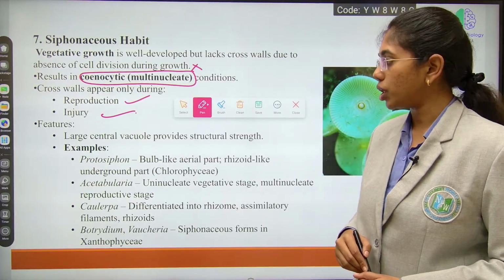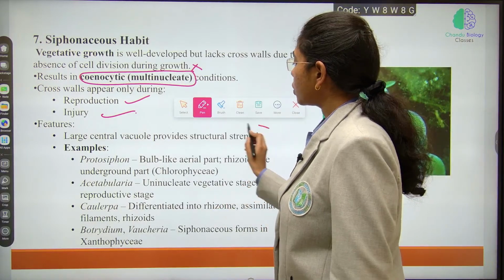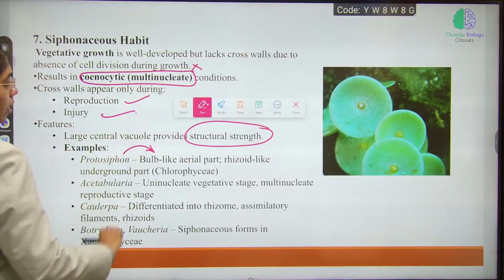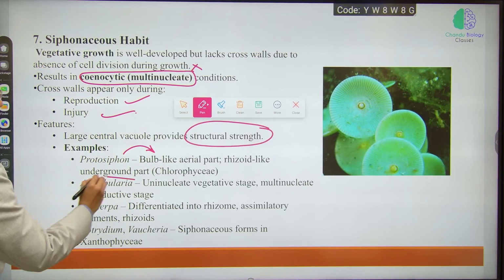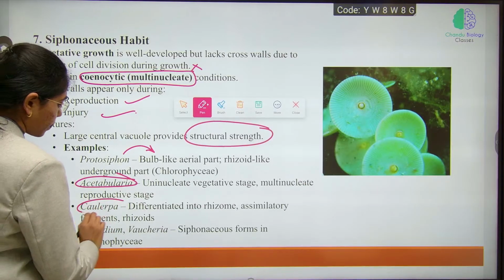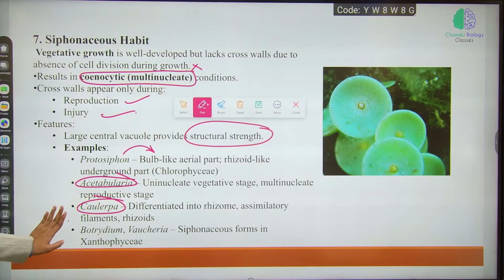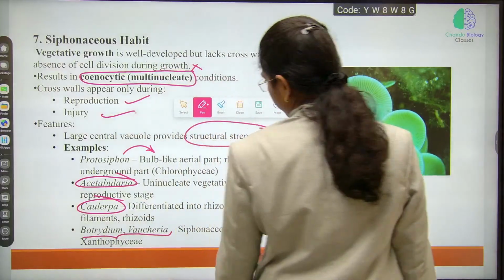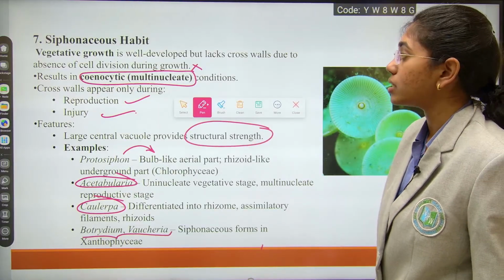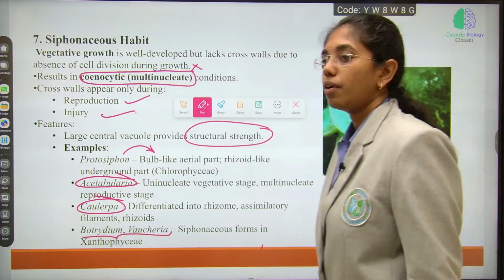Specialized cells with a large central vacuole are there. Examples: Protosiphon, where a rhizoidal part is spread, and Cladophora. Caulerpa is differentiated into rhizome, assimilatory filaments and rhizoids. Botrydium and Vaucheria are siphonaceous forms in Xanthophyceae. Clear with all these examples of siphonaceous habit? The siphonaceous habit feature is the multinucleated or coenocytic condition.